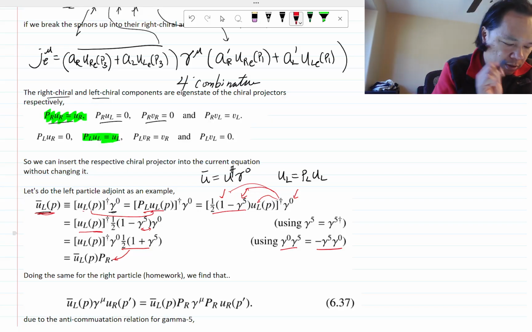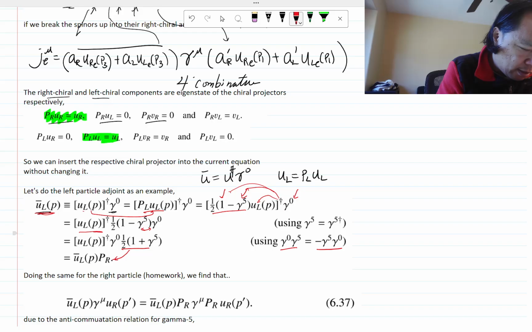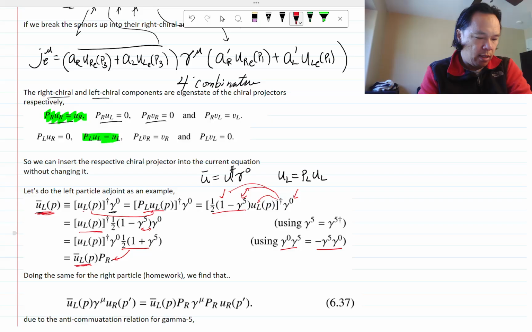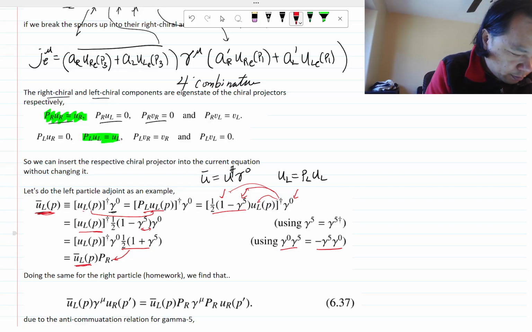Just to make sure, I think I misspoke. The left-handed adjoint is the same thing as the left-handed adjoint with the right chiral projection operator on the right instead.